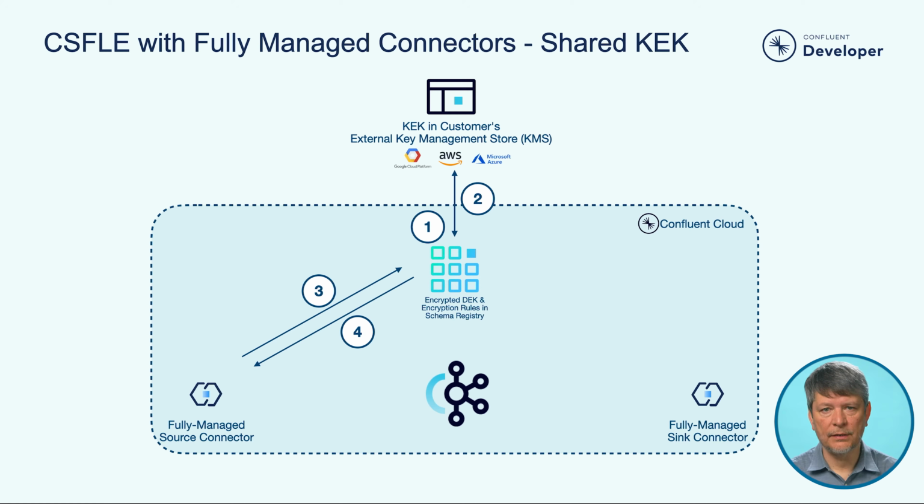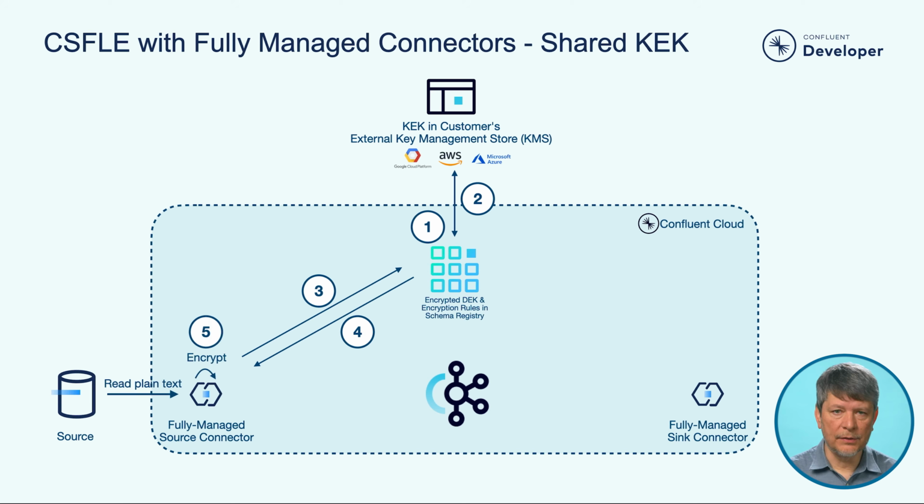The connector reads the data from the source backend, and using the data encryption key it just received, it encrypts the fields as specified by the rules. In step 6, the connector publishes the messages with the encrypted fields.